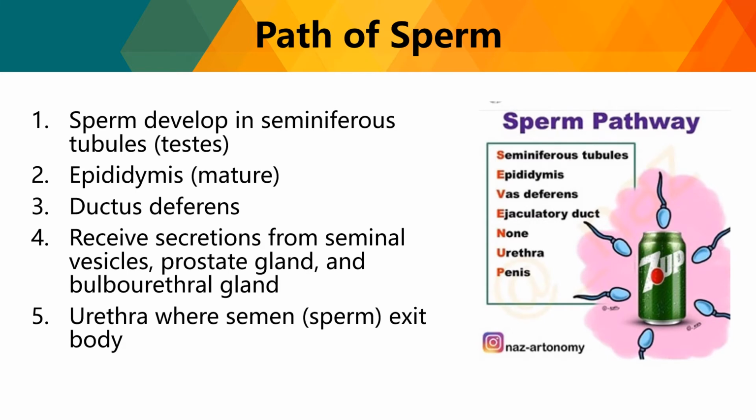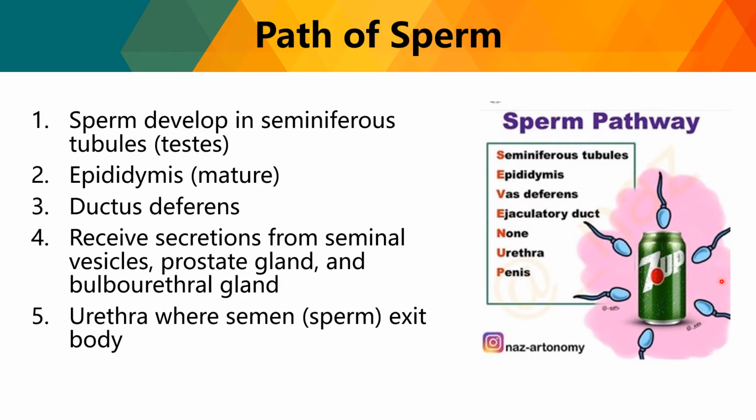So for the path of the sperm, this is the way the sperm goes out of the body of a male. Again, the sperm develops in the seminiferous tubules of the testes, and then goes to the epididymis, where the sperm matures, and then to the ductus deferens, and then it receives secretions from the seminal vesicles, prostate gland, and the bulbourethral gland. And then the urethra, this is where the semen or the sperm exits the body, and then eventually to the penis.